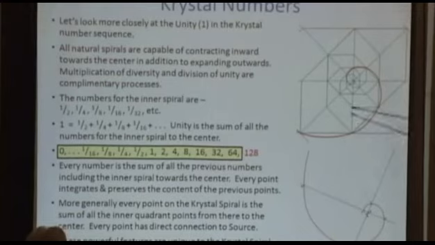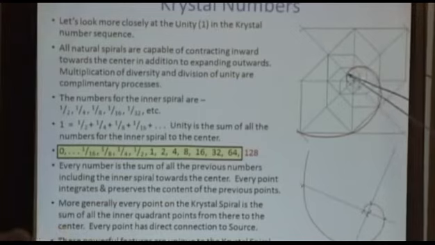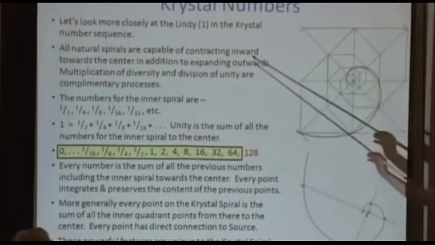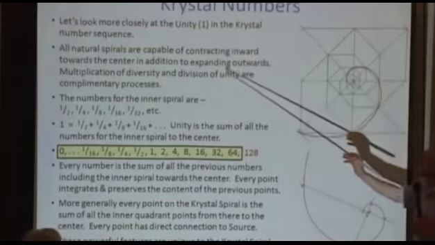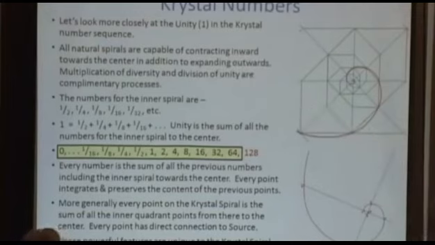Okay, now we had mentioned earlier that a natural spiral expands outwards, but it's also capable of contracting inwards. That's key. That's also an element of spiral expansion, that it's capable of expanding inwards. Now, in particular, a proper spiral is capable of continuing to expand inwards beyond its starting point into the center. So all natural spirals are capable of contracting inward towards the center in addition to expanding outwards. So what we have here is an interplay of 2 processes. Wherever we have expansion, we have contraction.